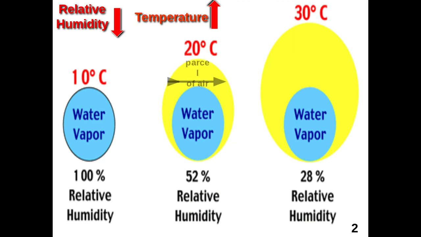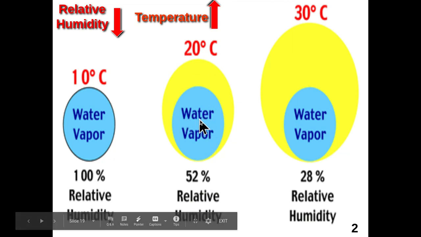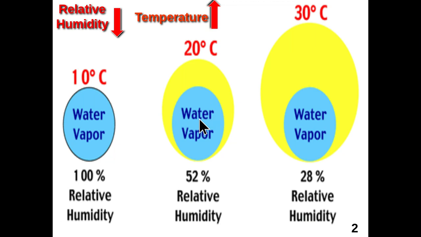And as the air warms, now it expands. So the air is bigger. And now it can hold more water vapor. But because we kept the water vapor the same, what happens to relative humidity? It has dropped. And they just put 52% there for a calculation. But generally, it's going to drop. So as temperature rises, relative humidity decreases.